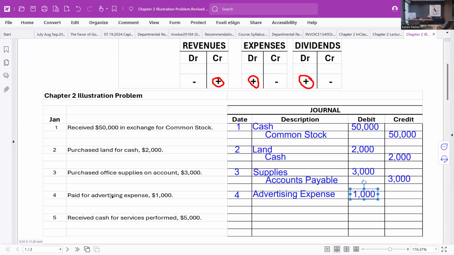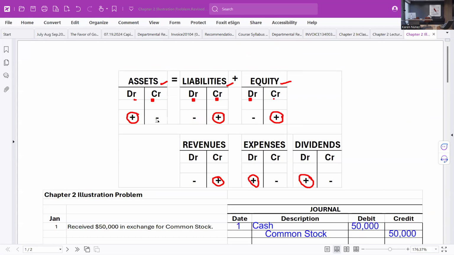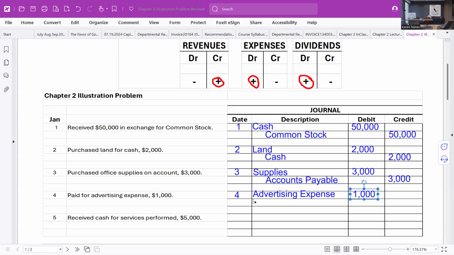And now we are paying $1,000. Well, we're paying with cash, and cash is an asset. How do we decrease cash? We decrease cash, which is an asset, by crediting it. So we have a credit to this, and we indent our credits, right? So this credit to the cash account on January 4th, we're going to credit that cash account for $1,000. And we have a credit to the cash account for $1,000.